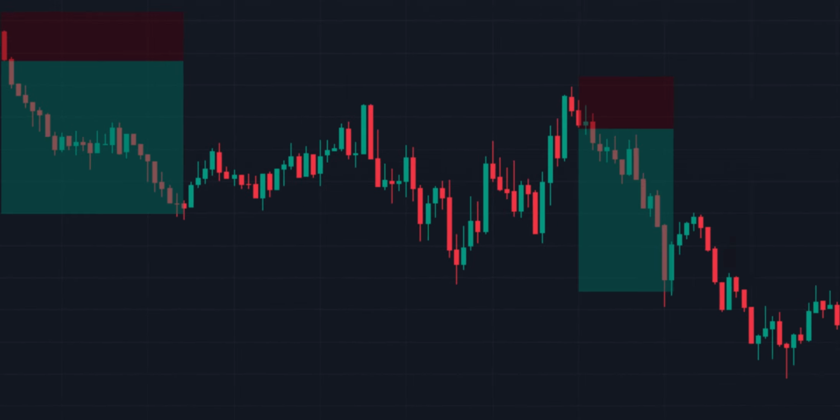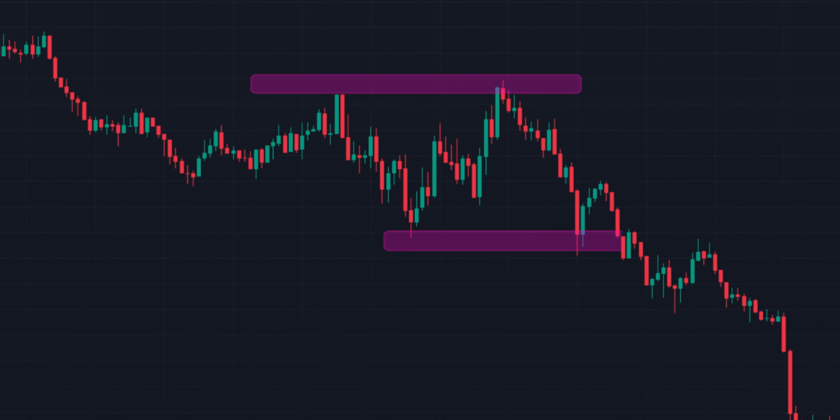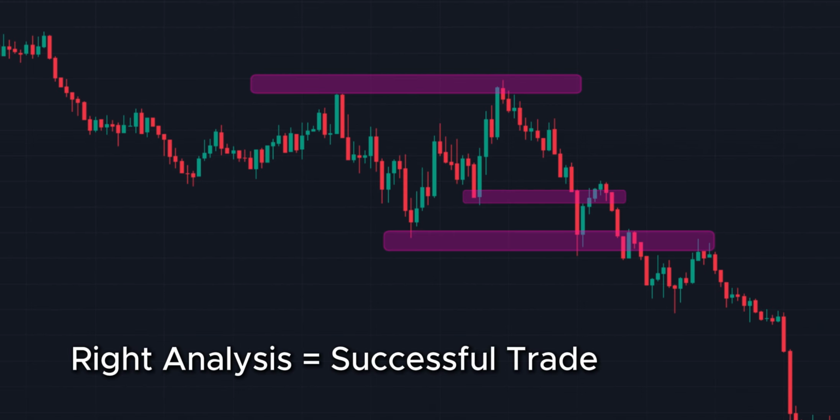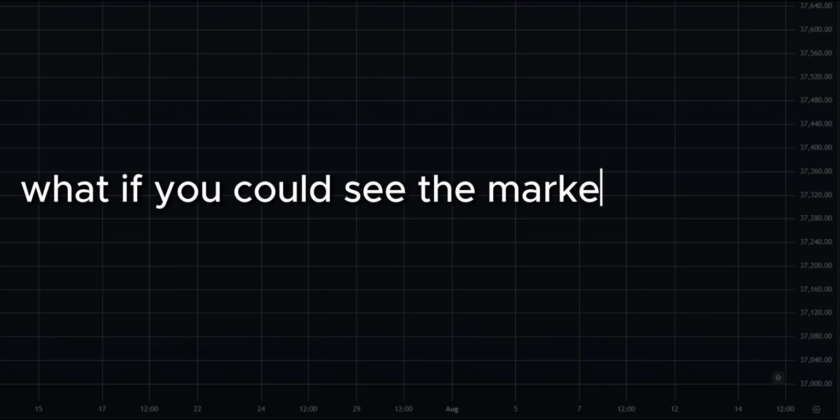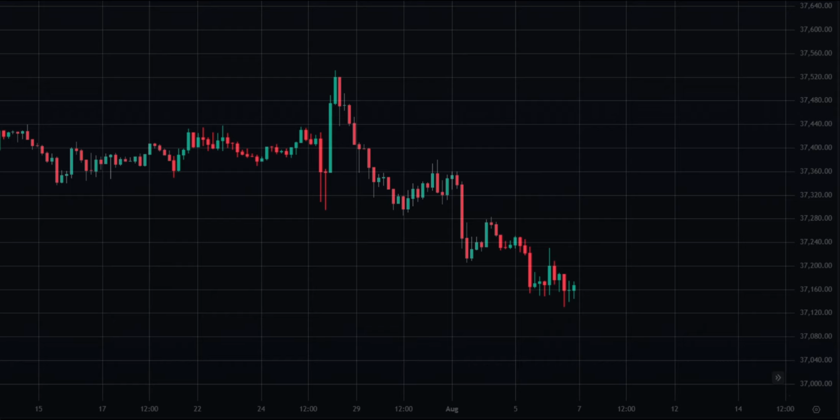Every successful trade starts with the right analysis. If you miss it, you'll be gambling with your real money. But what if you could see the next big move of the market before it even happens? From this point, how can you tell? Is the market going to go up or down?